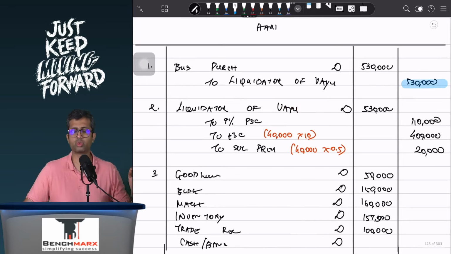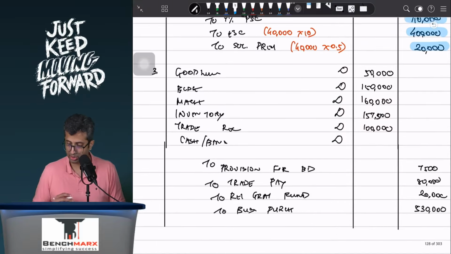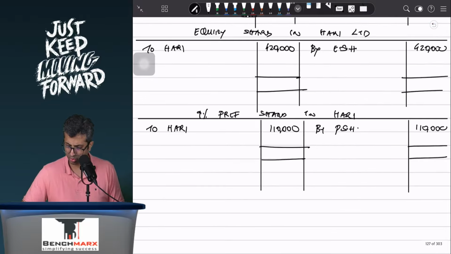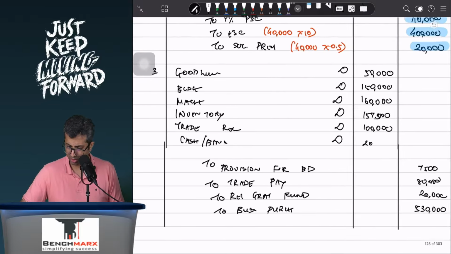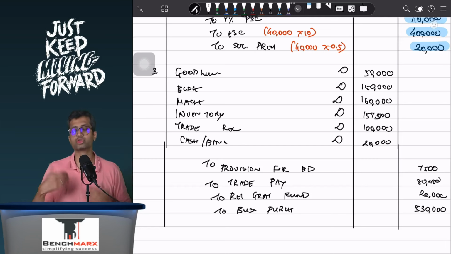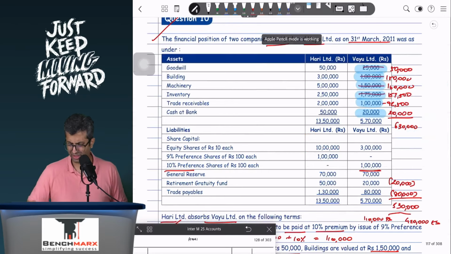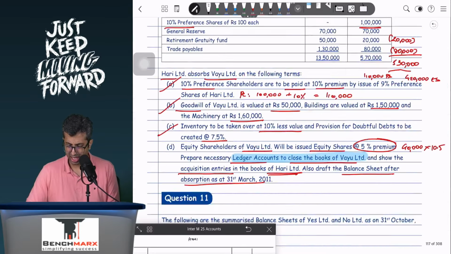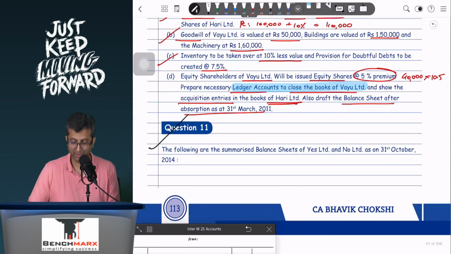In terms of acquisition entries, you will have business purchase account debit 5,30,000 to liquidator 5,30,000. Then liquidator account debit 5,30,000 to preference share capital 1,10,000, to equity share capital 4 lakhs, to securities premium 20,000. So over here, this will be the workings, and all assets and liabilities to be taken over at fair values. Even cash bank, 20,000, that will be taken over, and the balancing figure, if any, will be taken to goodwill or capital reserve. In this case, there's no balancing figure because the PC is based on your net assets only. So this was a fairly manageable question, question number 10. And then you go to 11, 12 and 13.